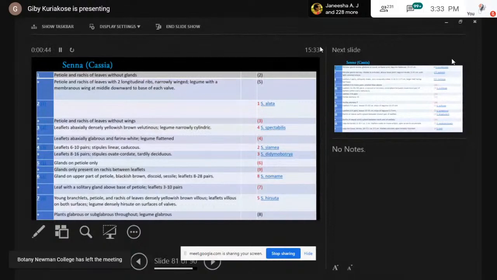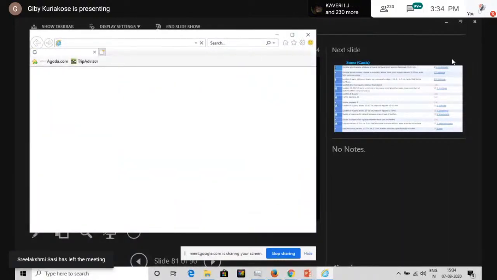Sometimes you may be able to do that in the field. Sometimes you have to take a number of specimens or branches, come back to the lab or your workplace, identify them, and start running the key. Let me just check whether it works. No, it is not, because the folder has changed.